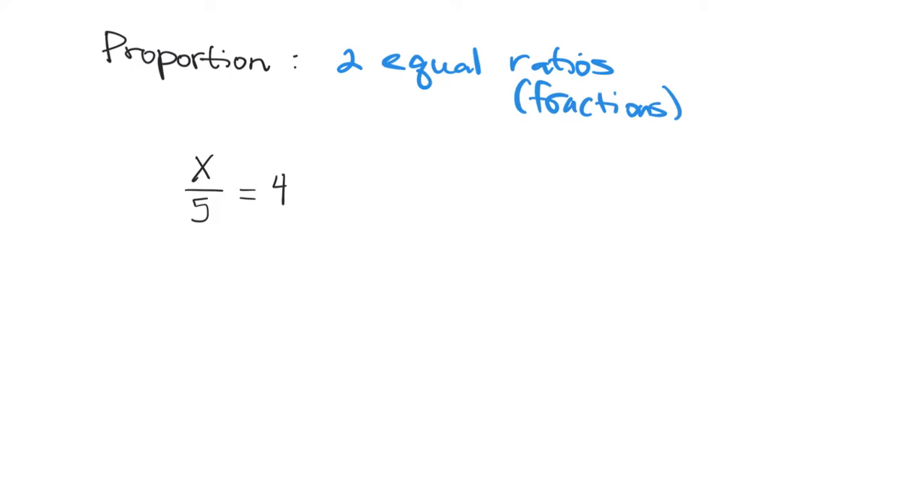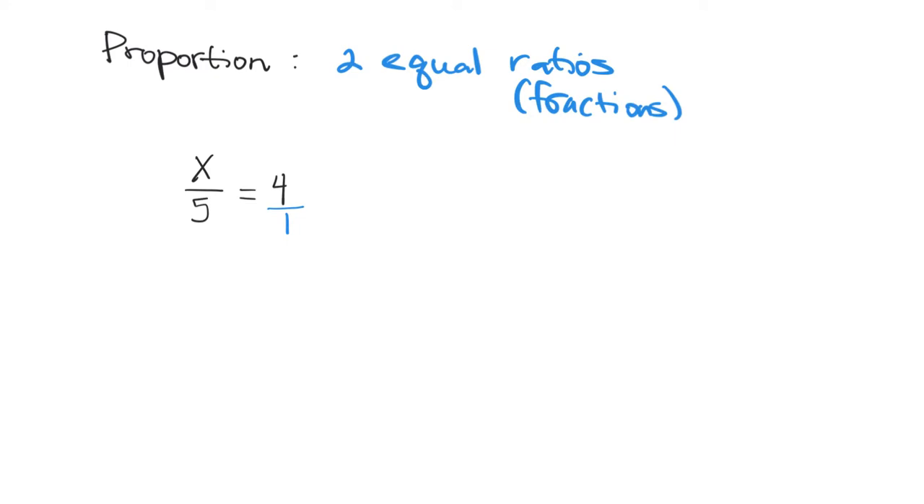A proportion is two equal ratios. You can think of those as fractions as well. This is a one-step equation that involves division. We have x divided by 5 equals 4. We can think of this as a proportion if we think of 4 as 4 over 1. Now I have two fractions or two ratios that are equivalent, x over 5 and 4 over 1.